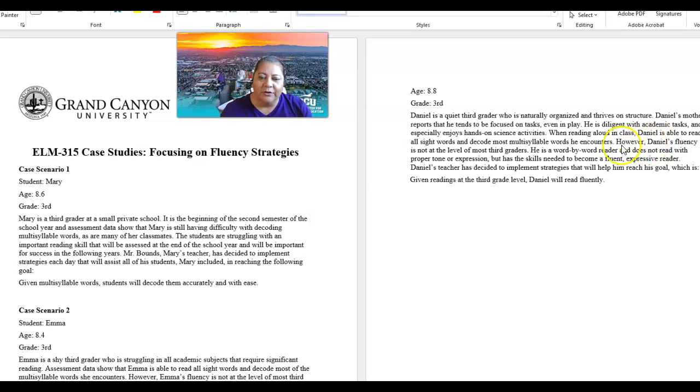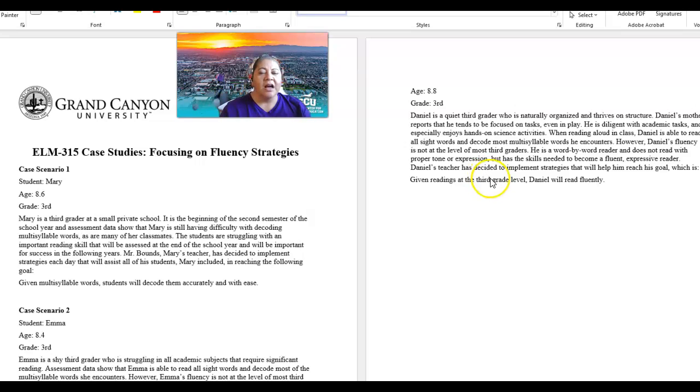But however, Daniel's fluency is not at the level of most third graders. He is a word by word reader and does not read with proper tone or expression. So that's pretty much how he's reading. He is not reading with a proper tone. He needs that prosody to be increased. So in order to help Daniel, his prosody needs to improve to help him read fluently.